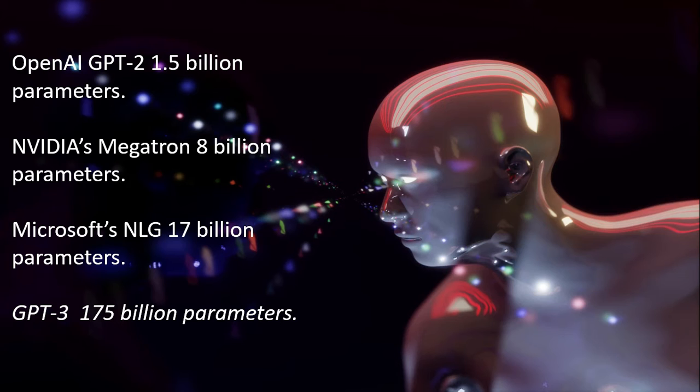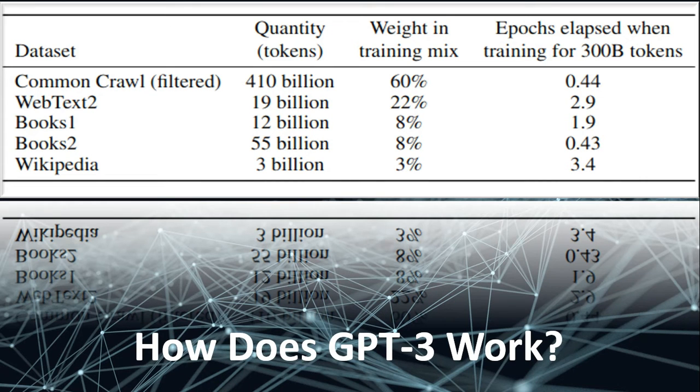Currently, NLP systems still largely struggle to learn from few examples. With GPT-3, the researchers show that scaling up language models greatly improves the task, sometimes even reaching competitiveness with prior state-of-the-art fine-tuning approaches. How does GPT-3 work?